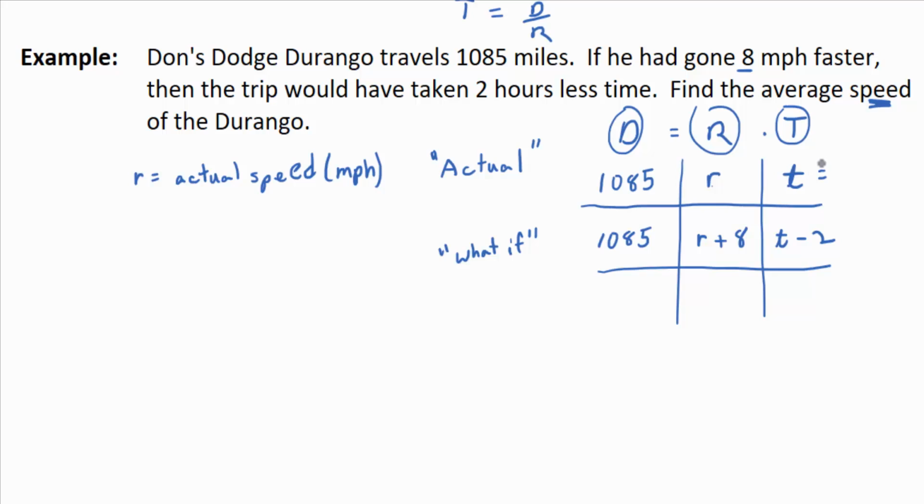So in this case, this little t would be equal to 1085 divided by r, wouldn't it? Everybody see where I got that? Can you do something similar for the second row? What would t minus 2 equal?